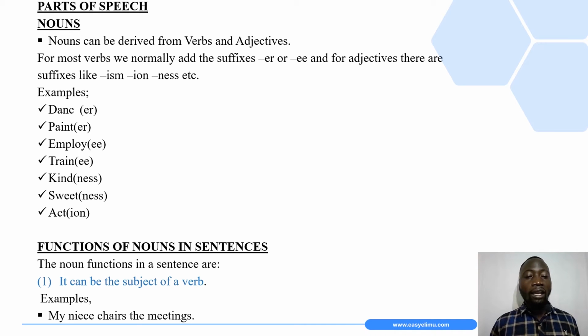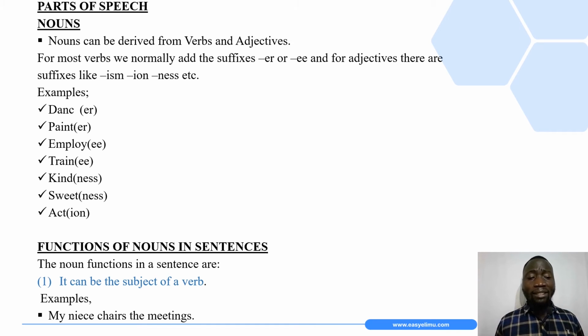Then lastly, we have act. Act is what? It is a verb again. So if we add the suffix ion, we will have action. We can also have the adjective active. We can still add the ending ion to the adjective active. But when we do that, we will have to omit the letters V and E in active before adding the suffix ion to form our noun.